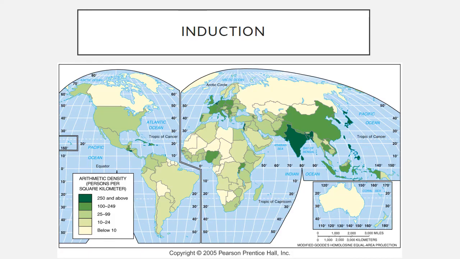Induction is maybe a confusing one, all right, but it is when a cartographer displays more information on a map than was present in the original data set. Okay, and so this map is showing arithmetic density, or the amount of people per square kilometer. Well, you might imagine that there was not a geographer or surveyor or interviewer that went to every square kilometer of a country and counted up the people, right? That's not how they figure that out.